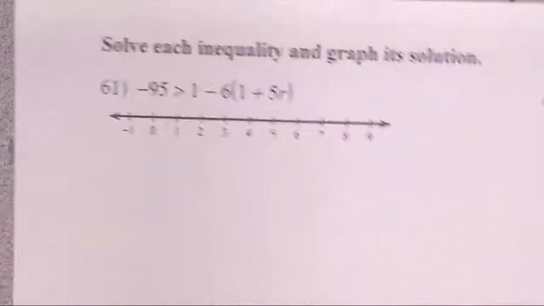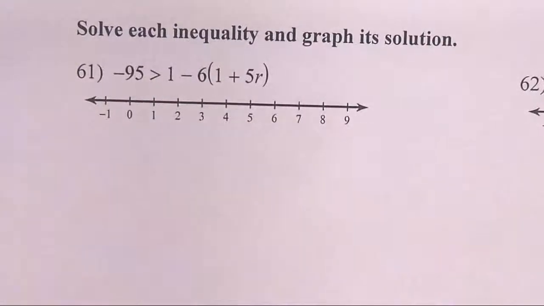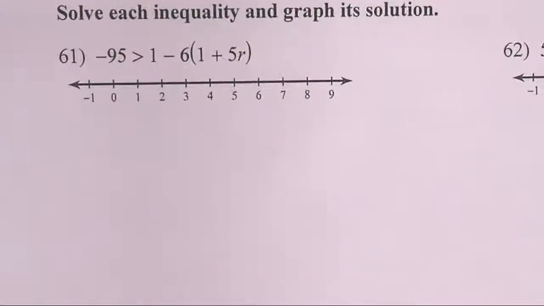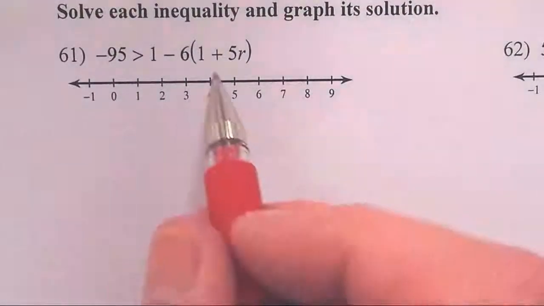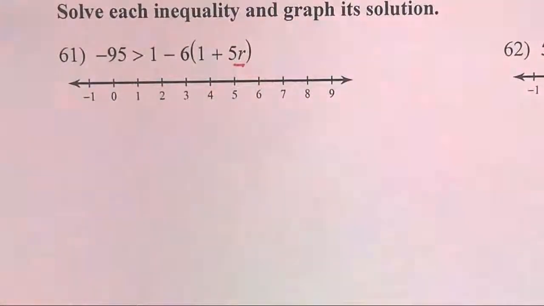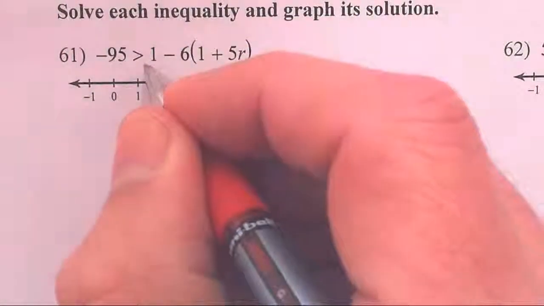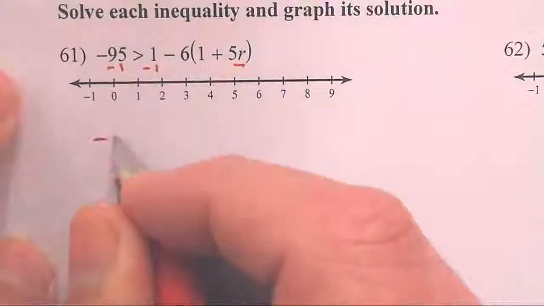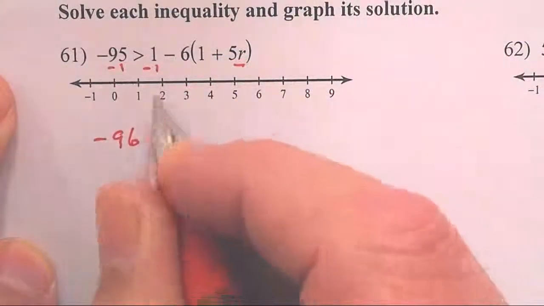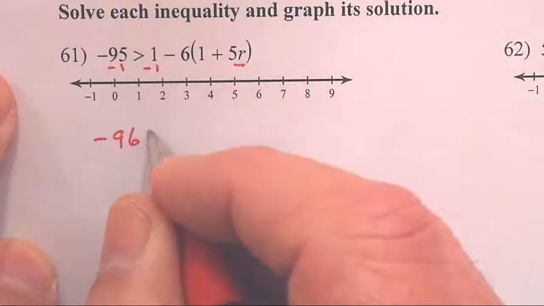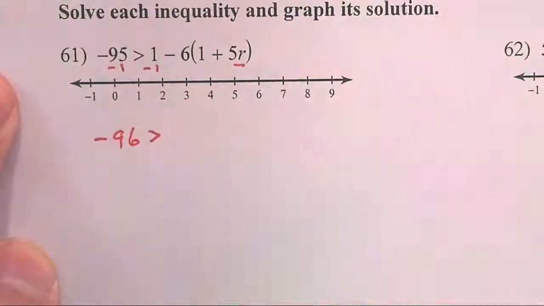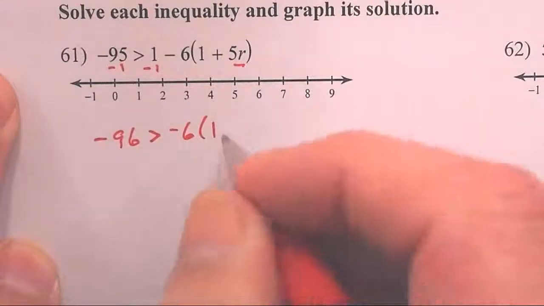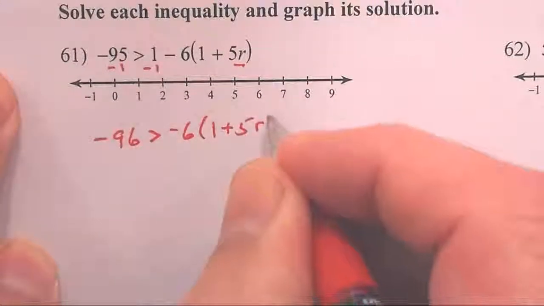Okay, more inequality work. To be honest, this inequality work should be a little bit easier than the absolute value inequalities we did earlier. Okay, so I want to get r alone. I'm going to subtract 1. I get negative 96. When I subtract, greater than signs stay the same, is greater than negative 6 times 1 plus 5r.